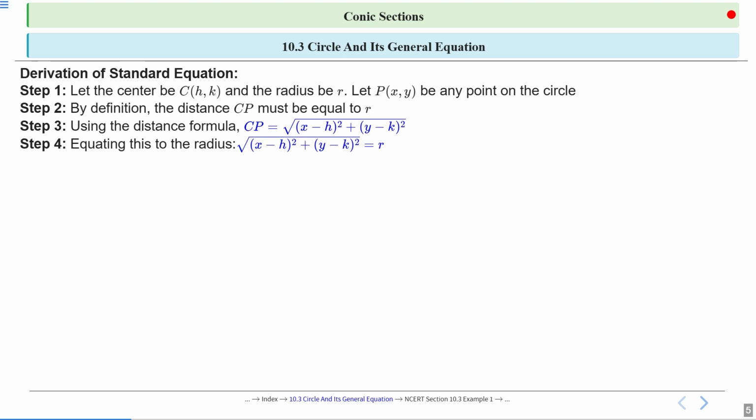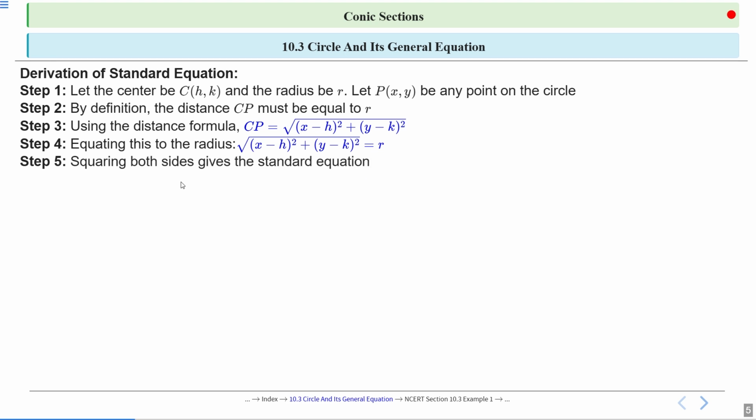And in step 4, we will equate this distance to the radius small r. So equating this to the radius, we obtain the equation square root of (x minus h) whole square plus (y minus k) whole square is equal to small r.